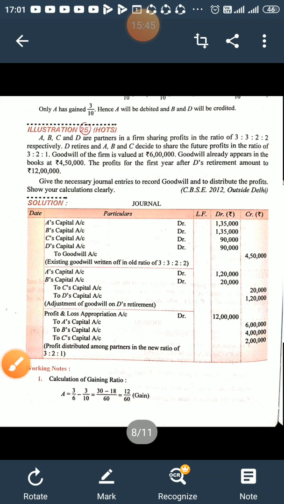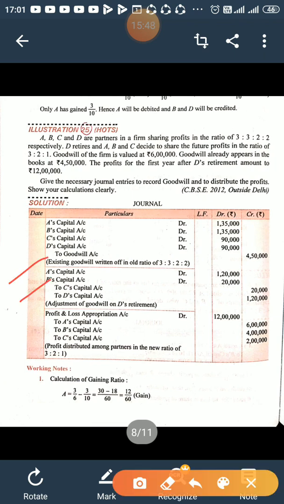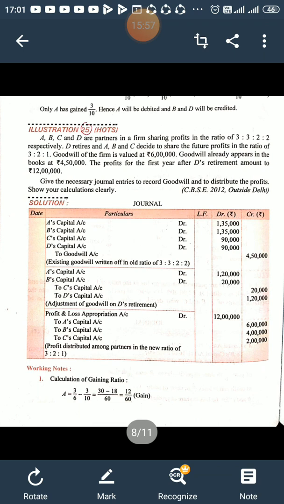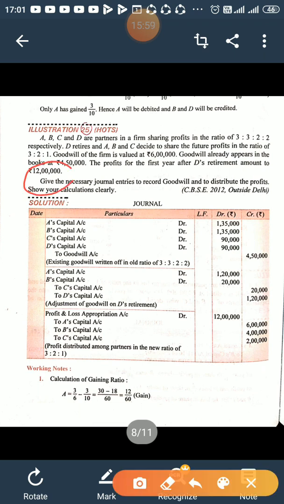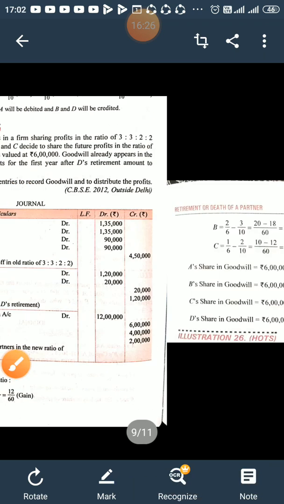So the journal entry will be A's capital account, B's capital account, to C's capital, to D's capital, right? After that, this profit after the retirement of D should be shared by A, B and C in their new profit sharing ratio, that is 3:2:1, and the journal entry will be profit and loss appropriation account debit to A's capital, to B's capital, to C's capital in their profit sharing ratio 3:2:1. So that's all about the goodwill treatment.